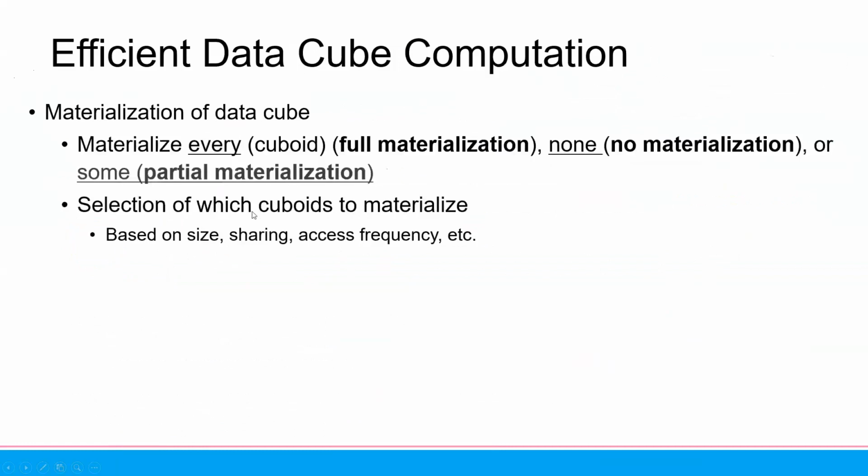How can we select which cuboids to materialize? Yeah, there are many ways to select. You can select maybe based on the size, or maybe some companies want to share only some cubes, or there can be selection based on access frequency, how many people access the data, and so on.